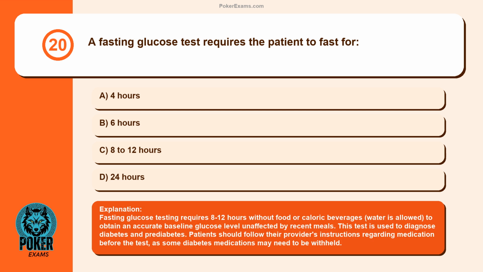Fasting glucose testing requires 8 to 12 hours without food or caloric beverages. Water is allowed to obtain an accurate baseline glucose level unaffected by recent meals. This test is used to diagnose diabetes and prediabetes. Patients should follow their provider's instructions regarding medication before the test, as some diabetes medications may need to be withheld.